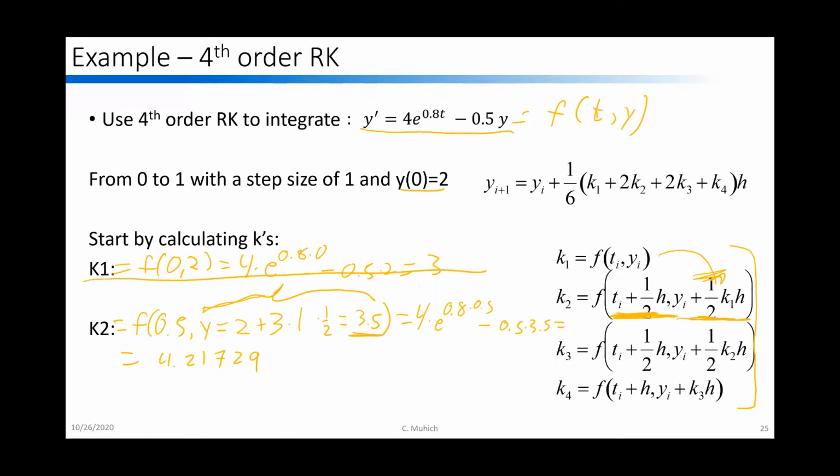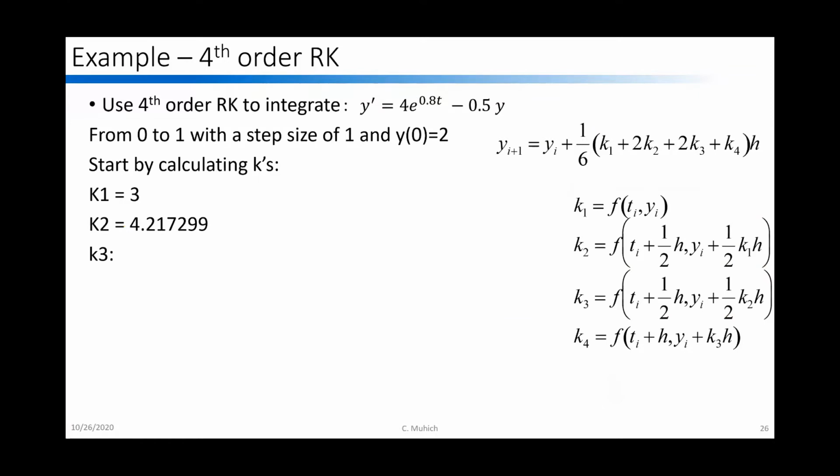Okay, so first step, I calculated k1. Then I used that k1 to find my y at the half step. Then I used that y at the half step to calculate my new k2. Here I've just cleaned up and made some space. Here is that 3 and that 4.21729 that I calculated on the previous slide.